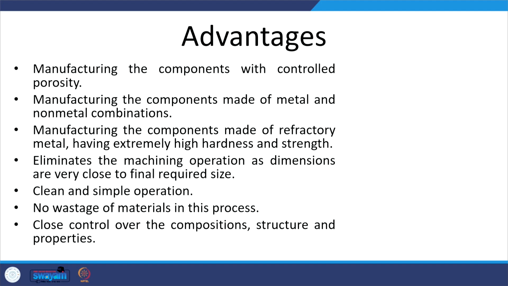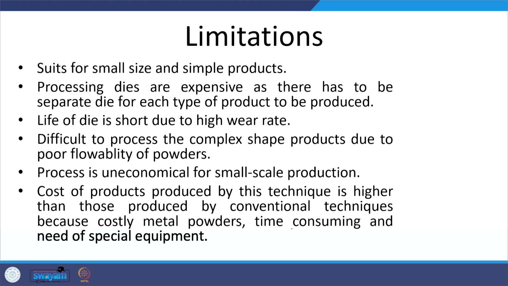The advantage of powder metallurgy is that it is used for making products with controlled porosity, that is one. It is used for making products made of metal and non-metal combinations. It is also used for making products of refractory materials which are otherwise very hard and brittle, difficult to melt, and it eliminates the machining requirements because usually we get near net shape products using this. So, the degree of machining that is required for final dimensional accuracy is reduced. It is a very clean and simple operation, there is no wastage of material in this process, and very close control over the composition, structure and properties is attained.